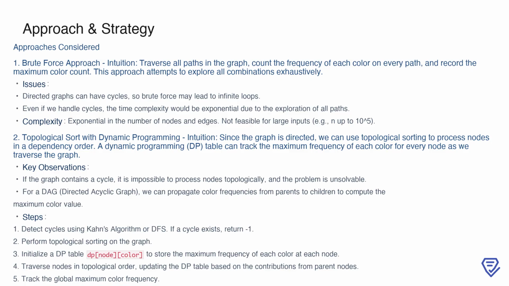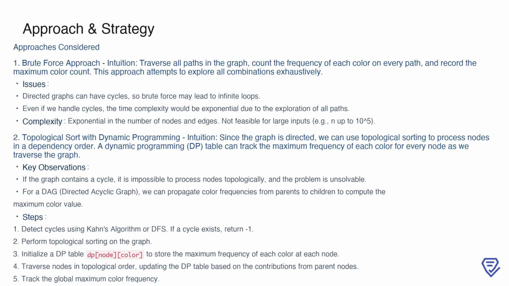This approach leverages the fact that the graph is directed, allowing nodes to be processed in a dependency order. By maintaining a dynamic programming table, we can track the maximum frequency of each color for every node as we traverse the graph. However, there are important observations to consider.